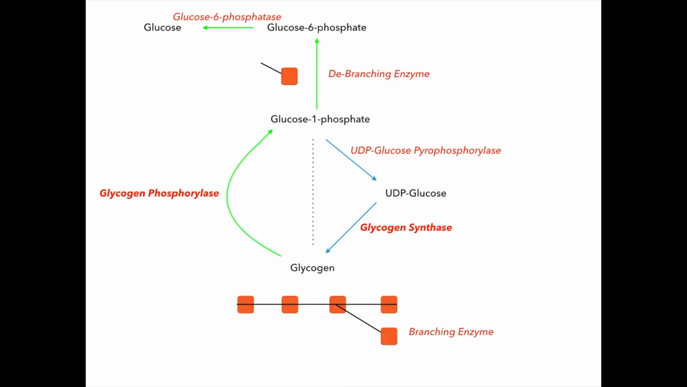If the body wanted to go through glycogenolysis and release free glucose, we would have to take that branched chain and first go through glycogen phosphorylase to create glucose 1-phosphate. Then, the debranching enzyme would cut that 1,6 branched chain. Then, we have glucose 6-phosphate using the enzyme glucose 6-phosphatase being turned into free glucose. So this is the overview, and I've now summarized everything.